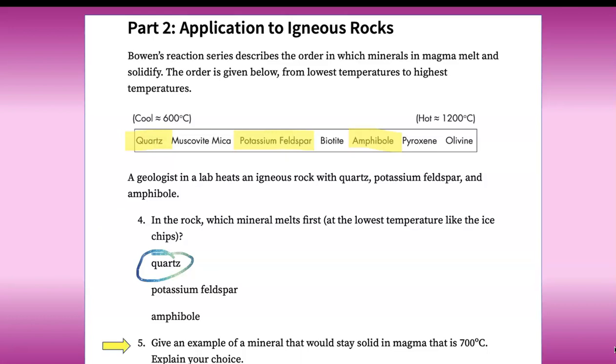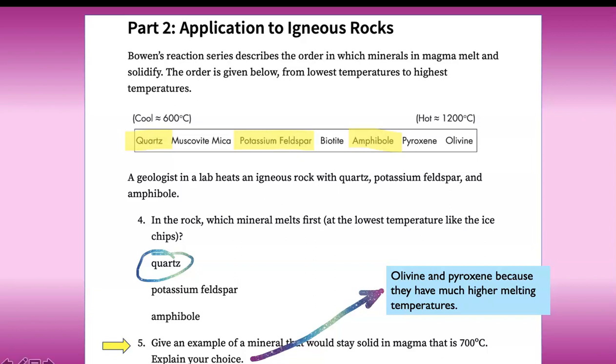Give an example of a mineral that would stay solid in magma at 700 degrees centigrade and explain your choice. Olivine and pyroxene at this end of the spectrum have much higher temperatures of melting than 700 degrees. So they would remain solid in a magma that had a temperature somewhere around this region. And all of these minerals might also have remained solid, but probably not these down here.